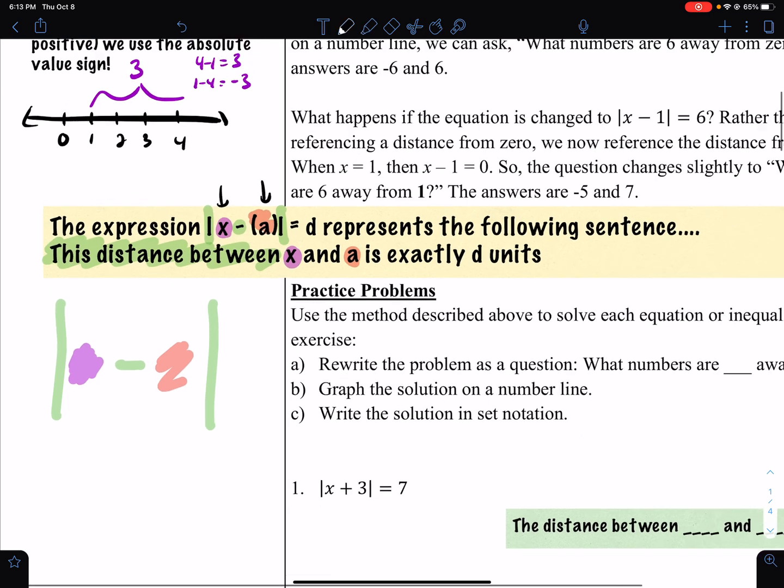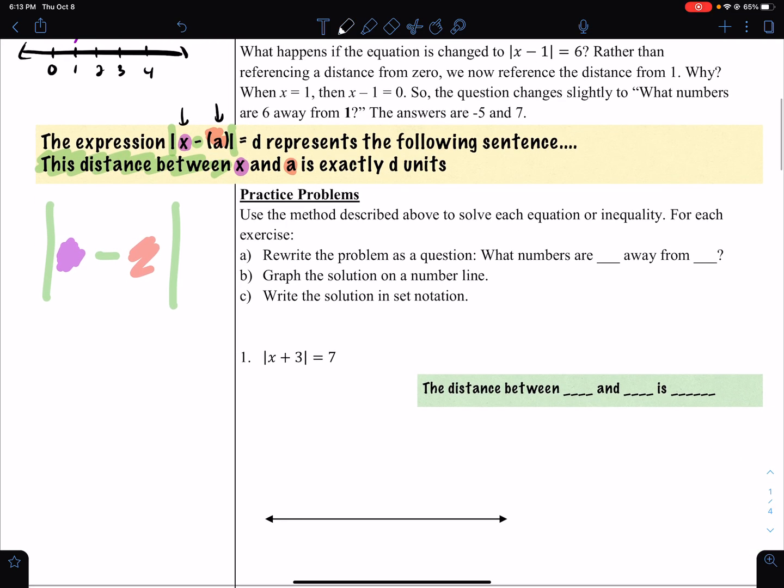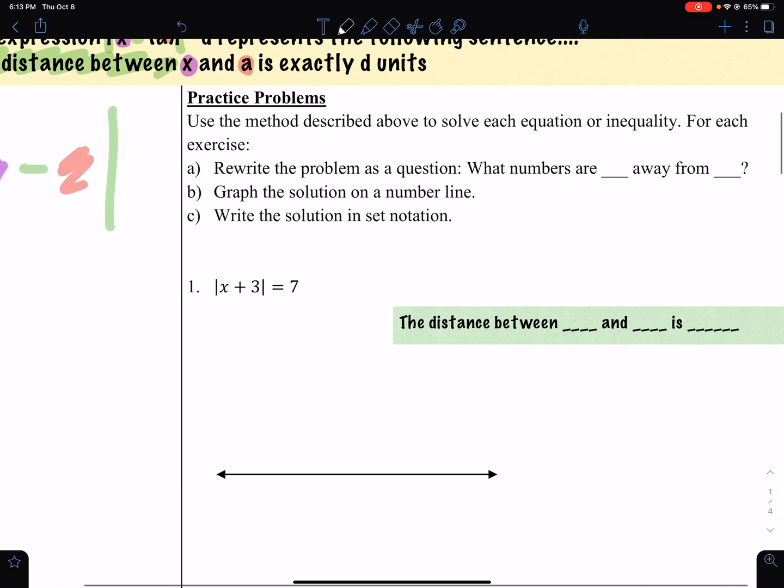So our goal for today is to solve these absolute value equations and inequalities without ever writing an equation that we would think of before. So first of all here, our goal is to rewrite the problem as a sentence. Here, I'm not going to use that. I'm going to use the sentence that I prefer. We're going to graph the solutions and then write our solutions using set notation.